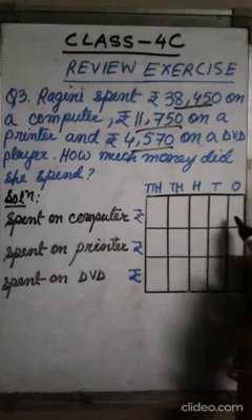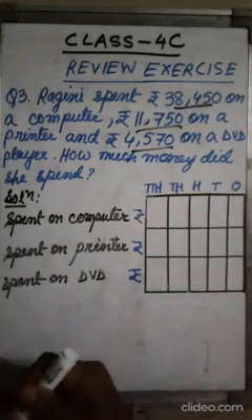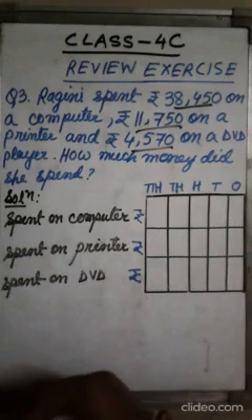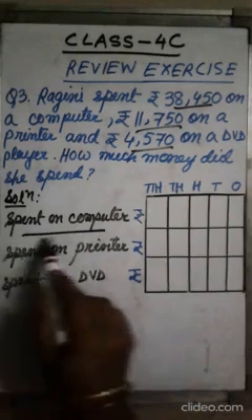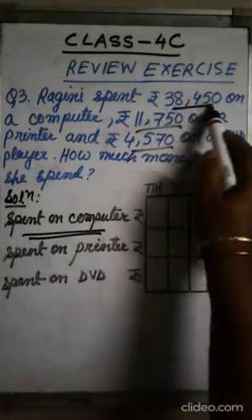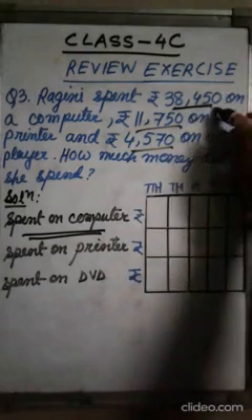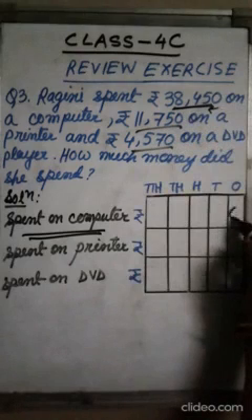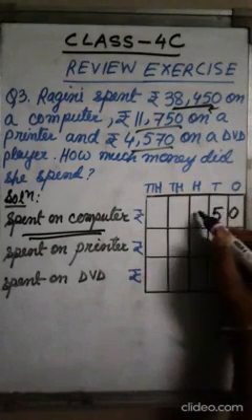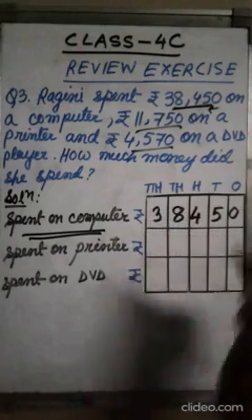I have drawn a place value chart. In the first row, I shall write the money spent on the computer. Money spent on computer is 38,450. So writing the number from the back side, I shall write 05483.